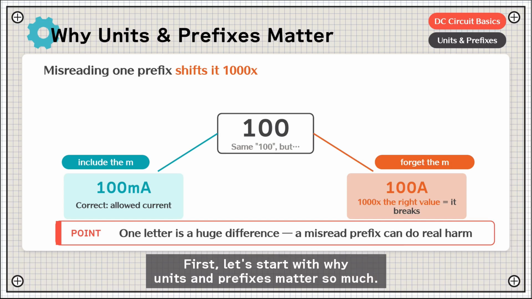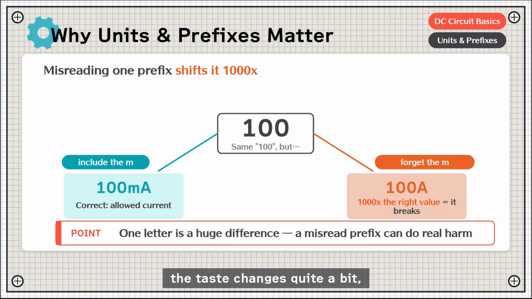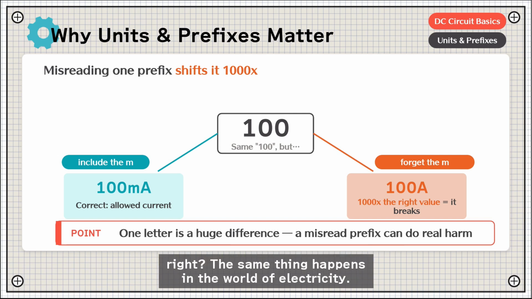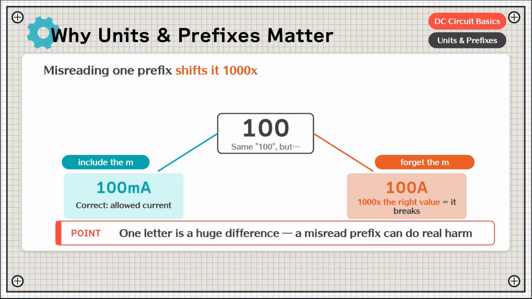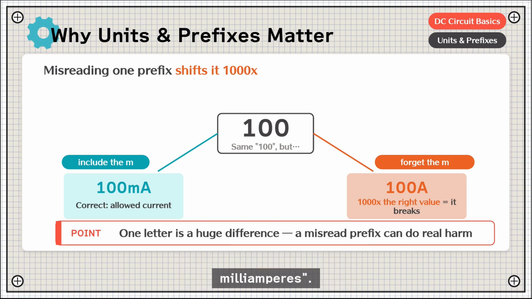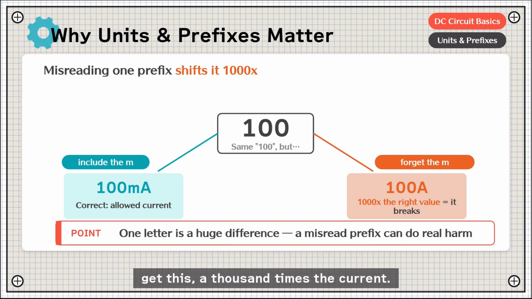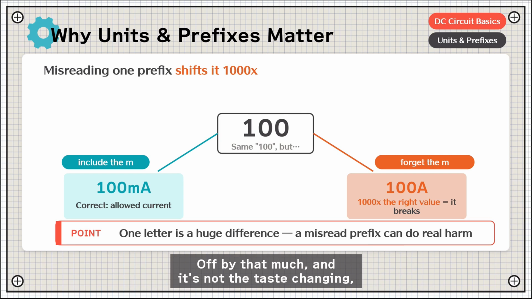First, let's start with why units and prefixes matter so much. In a recipe, if you misread a teaspoon of salt as a tablespoon, the taste changes quite a bit, right? The same thing happens in the world of electricity, and the impact is even bigger. Say the current you are allowed to send through a part is 100 milliamperes. If you carelessly misread that as 100 amperes, you'd be trying to push 1,000 times the current, off by that much. And it's not the taste changing, it's at the level where the part breaks in an instant.